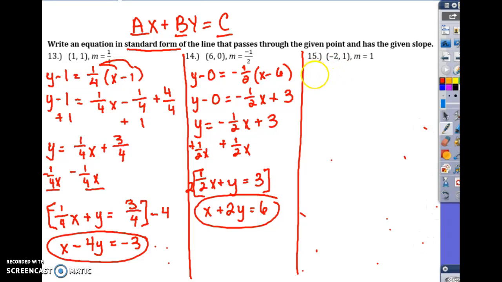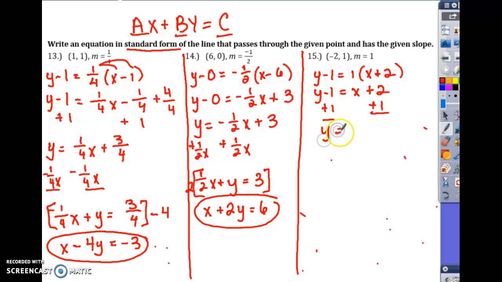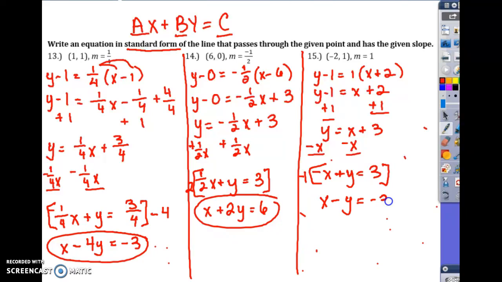All right, last one here. We can do point slope form again. y minus 1 is equal to 1 times x plus 2. I'm going to distribute, so I get x plus 2. I'm going to add 1 to both sides. So y is going to be equal to x plus 3. So that's slope-intercept form, now I'm going to go to standard form. I'm going to subtract x from both sides. -x plus y is equal to 3. Then I'm going to multiply both sides by -1 to get rid of that negative. x minus y is equal to -3.